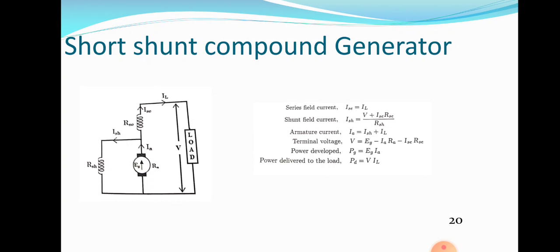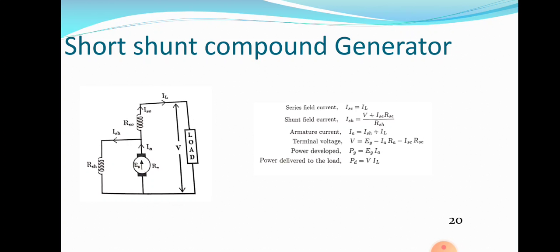While we are studying the equations, you have to write all the equations by looking at this circuit diagram of the compound generator. What is the voltage available across the load? V is equal to EG, generated EMF EG, minus voltage drop in the armature IARA, minus ISC RSC, voltage drop in the series field. V is equal to EG minus IARA minus ISC RSC.